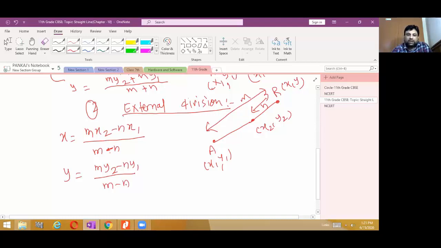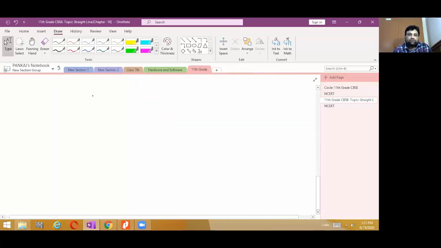Clear? Now the next formula which I want to discuss is the area of a triangle. Area of a triangle.